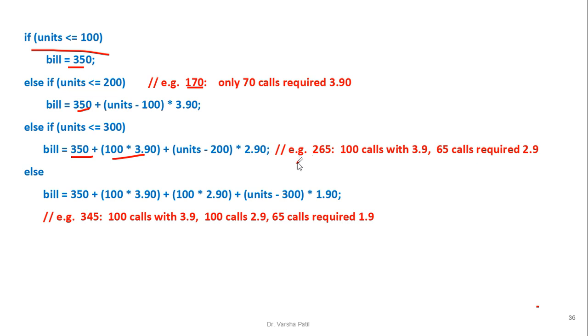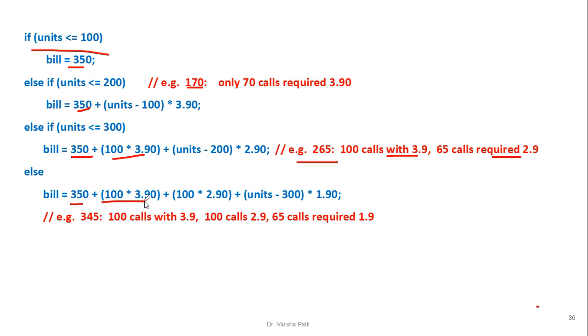So for example, if our bill count is 265 units, then for the first 100 we pay 350. For the next exceeding 100, that is between 101 to 200, we give the charge 3.9, and for the next exceeding 65 we give 2.9 charge. And last is else, which is nothing but 350.